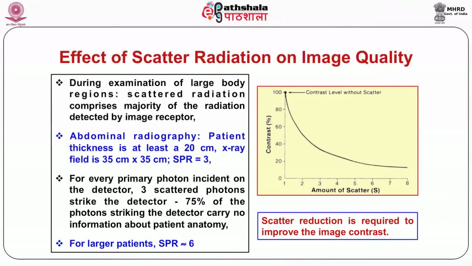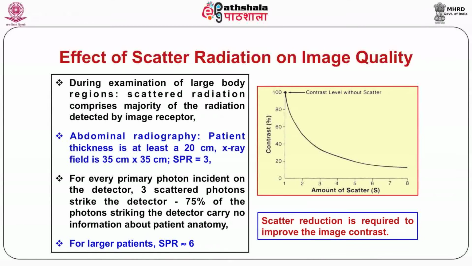CRF, or CDF, or S. In the case of abdominal radiography, at least a 20 cm thick patient is examined using an X-ray field of 35 cm by 35 cm, which corresponds to an SPR value of 3. This means for every primary photon incident on the screen film detector, 3 scattered photons strike the detector. That is, 75% of the photons striking the detector carry little or no useful information concerning the patient anatomy.